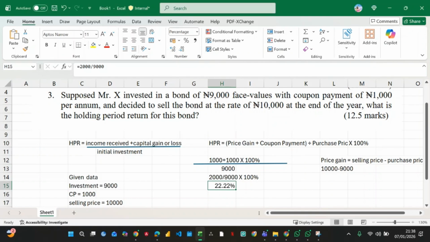That's the answer. The question they asked was what is the holding period return for this bond. So when you do that, you now have this. The total return of 22% comes from the two sources, the price gain and the coupon payment. Do any of you have any suggestion whether the answer has to be this?